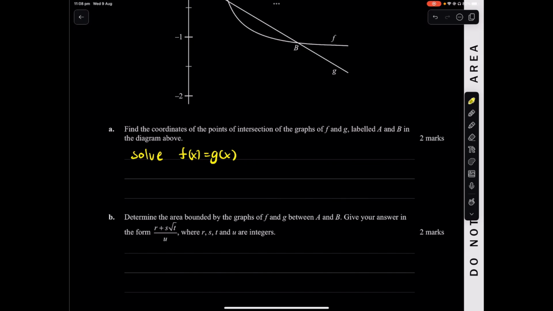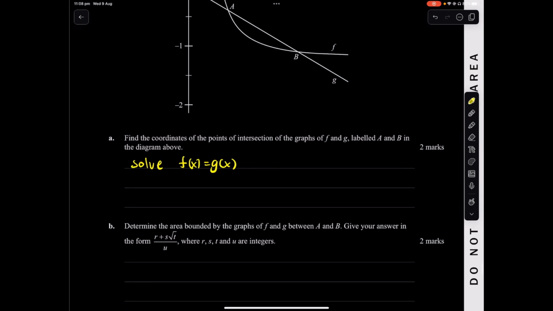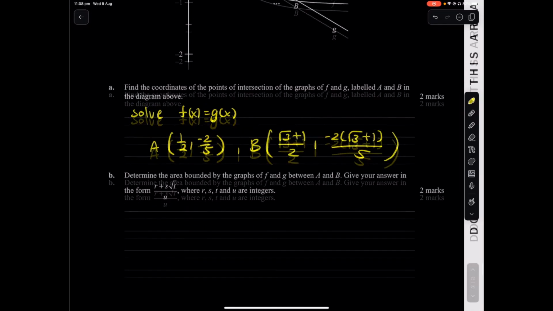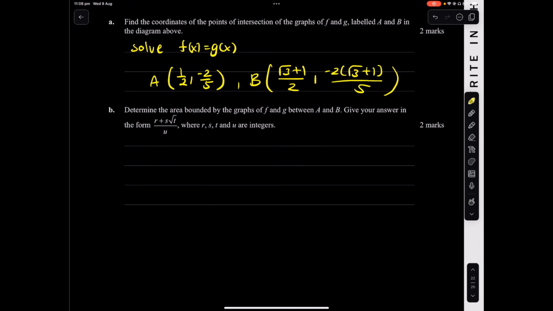So your point of intersection is, the first one is a, half, negative 2 over 5, b root 3 plus 1 over 2, negative 2 root 3 plus 1 over 5. Determine the area bounded by the graph of f and g between a and b. Give your answers to this.